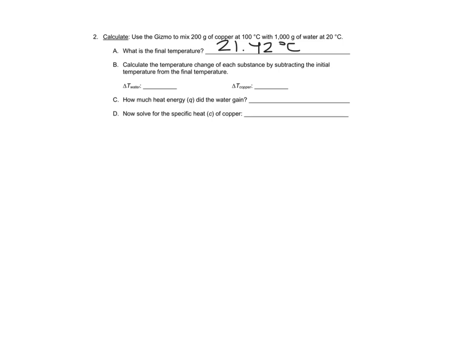So B says calculate the temperature change of each substance by subtracting the initial temperature from the final temperature. So we have two substances here. Remember, we have copper and we have water. So that's why we have two different delta T's here. So let's start with our change in temperature for water. So we always subtract final minus initial.